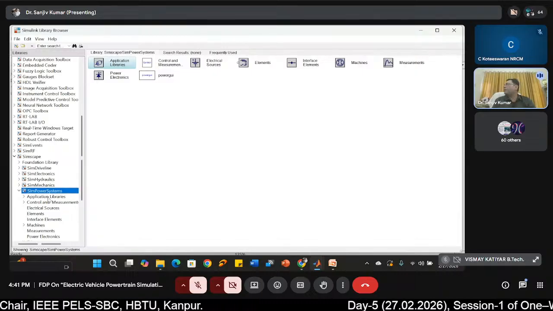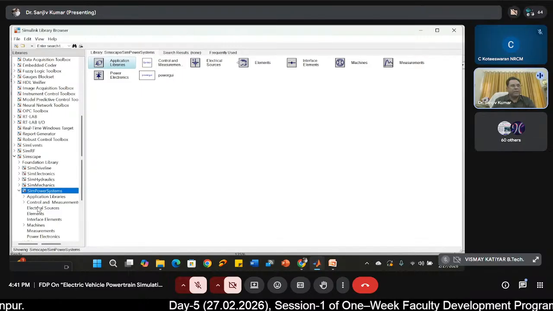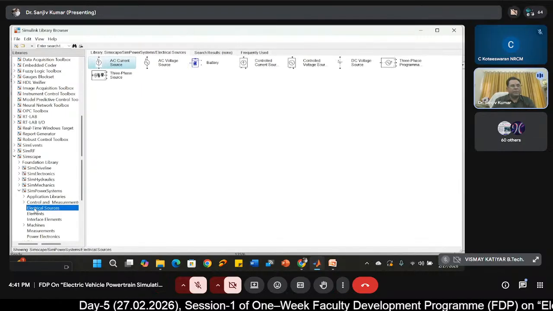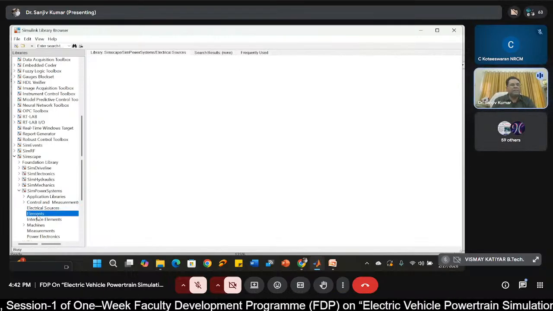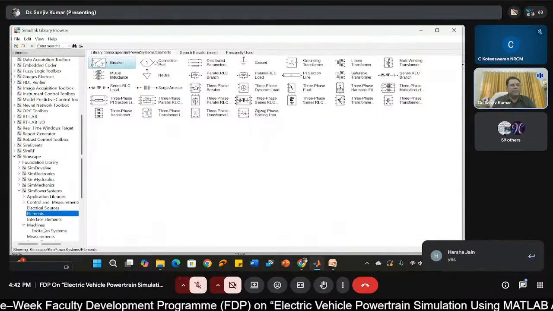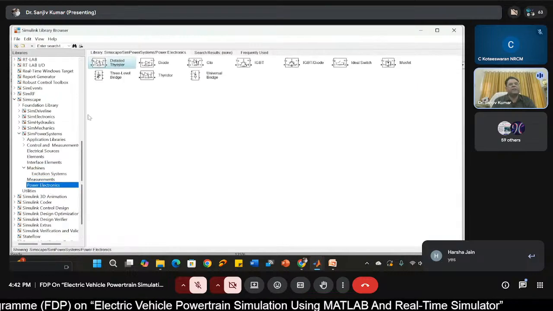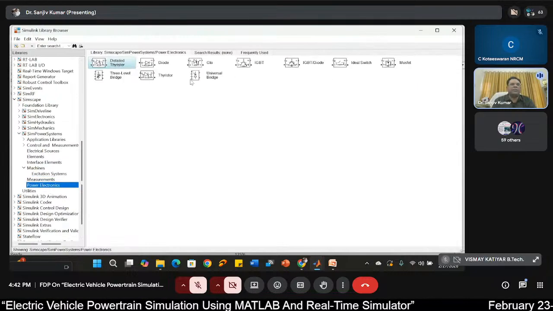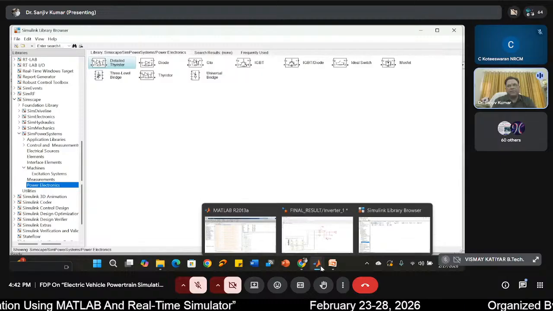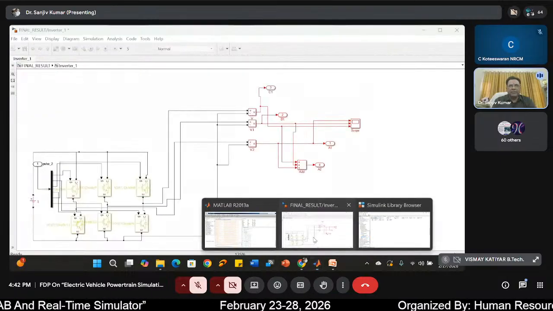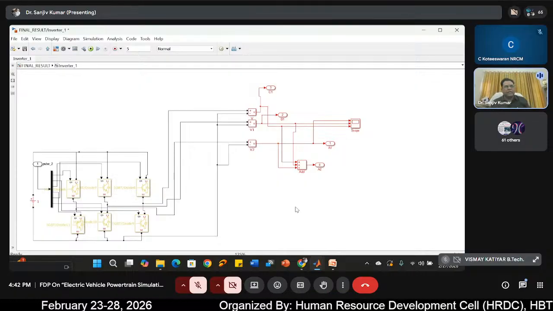I hope it is visible to all of you, although it is small. So you can see electrical sources are there, elements are there. If you go to the machine, all types of exciting systems, power electronics, diode, GTO, IGBT, all devices are there. These are very basic things, and we must know. In case you have any problem, you can contact me so that we can discuss and share the knowledge that I have.